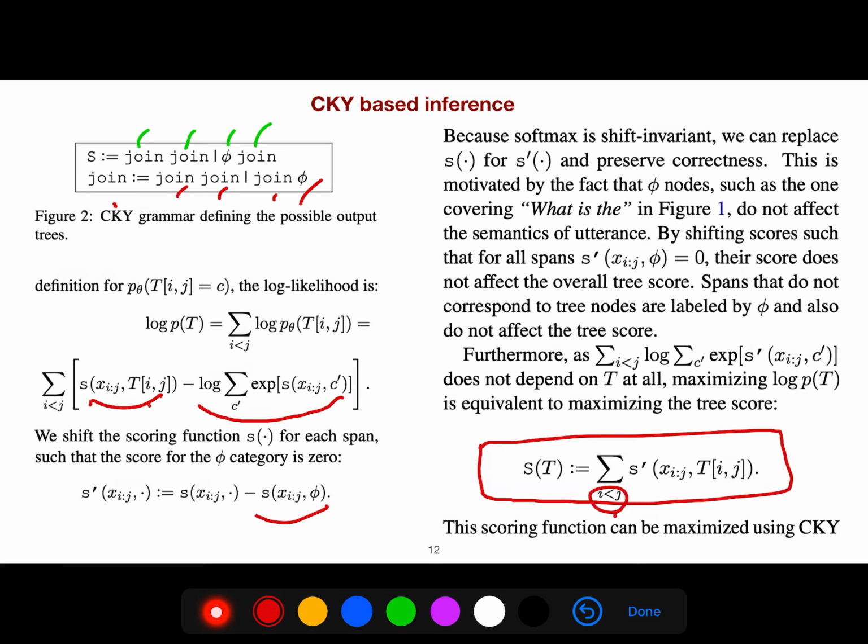For any span from i to j, where i is less than j, we add the score of that. So say that the score of x_i,j having category t is the score of (i, j). If you sum them, then we get the score of a tree. And this score can be maximized using the CKY algorithm. Once you get these little scores for these constituents, then you are done.